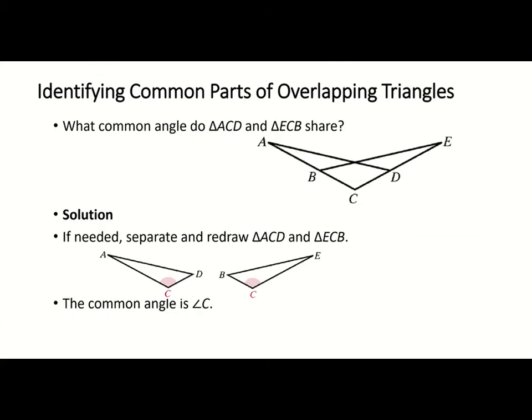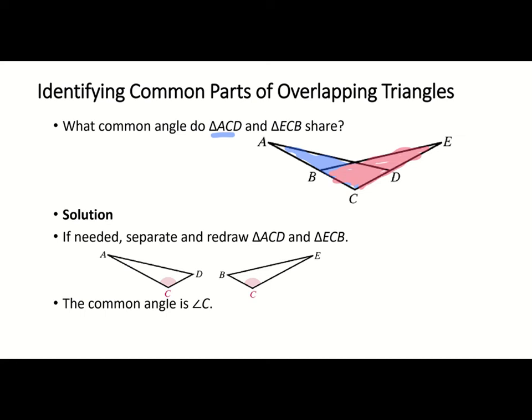All right, so far the triangles we've looked at have been adjacent to each other, but they really haven't been overlapping. But there are going to be times when you will have triangles that overlap. So here, let's say we were proving triangle ACD, this one right here, was congruent to triangle ECB, this triangle here. So notice they have an overlapping part.